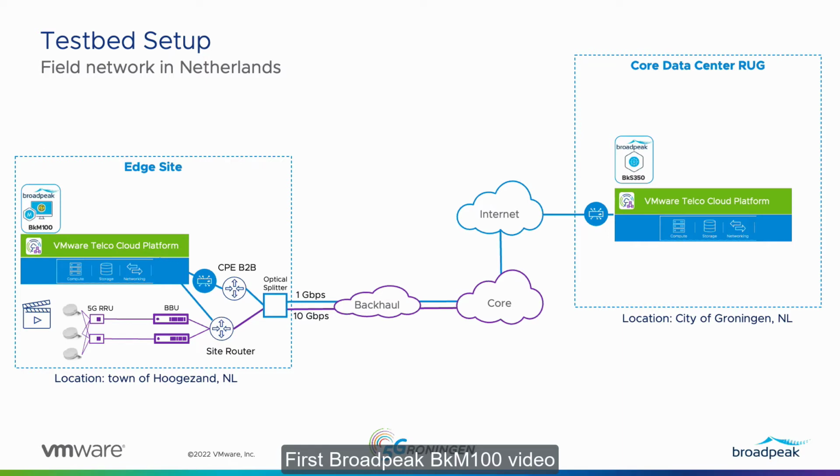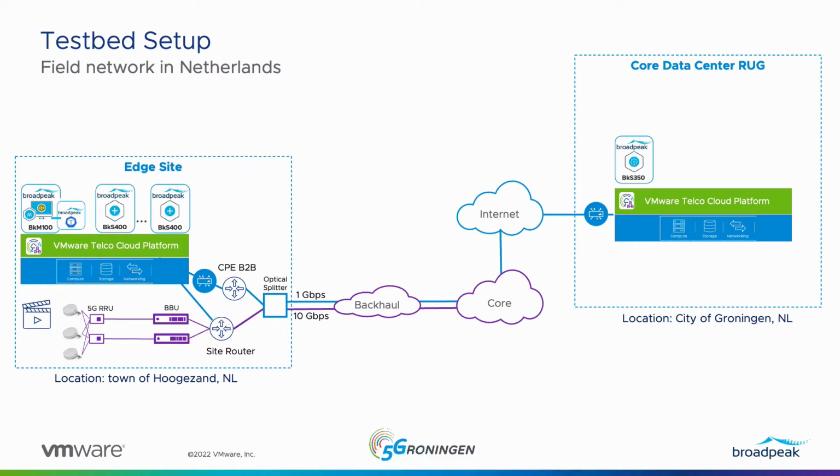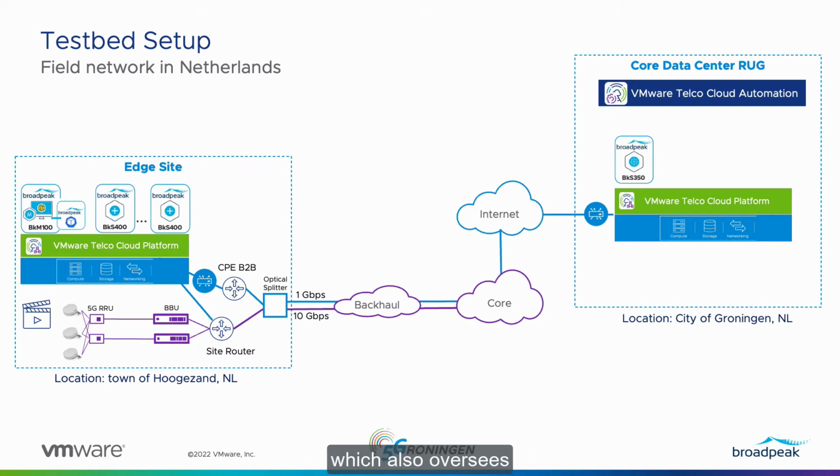First, Broadpeak BK M100 Video Delivery Mediator that manages topology, allocates streams, and monitors the system. Then we find Broadpeak Operator, the module of the Video Delivery Mediator that triggers scaling procedures through VMware Telco Cloud Automation's open APIs based on business metrics, such as the number of streaming sessions. Finally, we have Broadpeak BK S400 streaming servers, caching and streaming the content. The complete setup infrastructure is orchestrated by VMware Telco Cloud Automation, which also oversees the orchestration of container-based applications as well as the scaling of streaming servers.